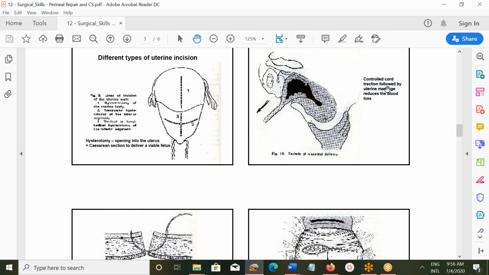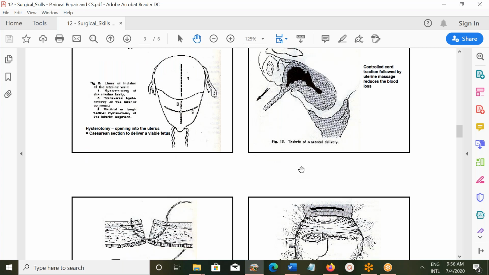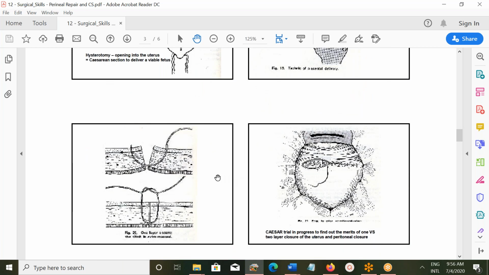When we are doing this, controlled contraction followed by uterine massage will reduce the blood supply. You can see the pubic tubercle, and then we are trying to remove the placenta. Regarding the skin, you should do subcutaneous suturing if you have more than 2 centimeter of fat in the abdominal wall, and you should close it.